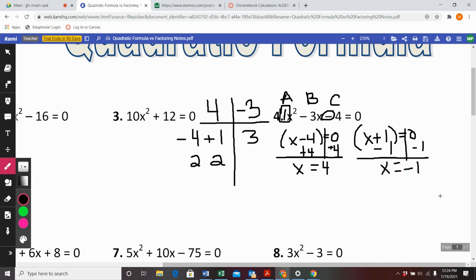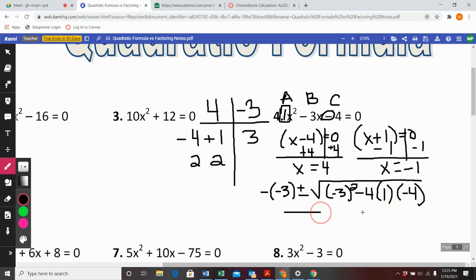Then what I want you to do, for today, we're going to practice the quadratic formula to check our answers. So we're just going to write down the quadratic formula with our values in there, and then we're going to check it with a calculator. So I've got negative, what's my B? Negative 3. Plus or minus the square root of negative 3 squared minus 4, A is 1, C is -4, over 2, and then my A is 1.